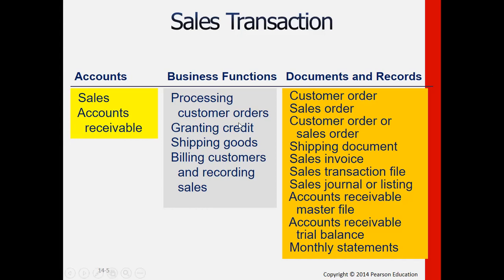Then the functions of business that are connected or related would be, for example, the processing of customer orders. So if these orders have been granted by the credit department, of course, we have to segregate incompatible tasks, duties, and responsibilities. Then shipping goods, we have to ship the goods after granting such credit.